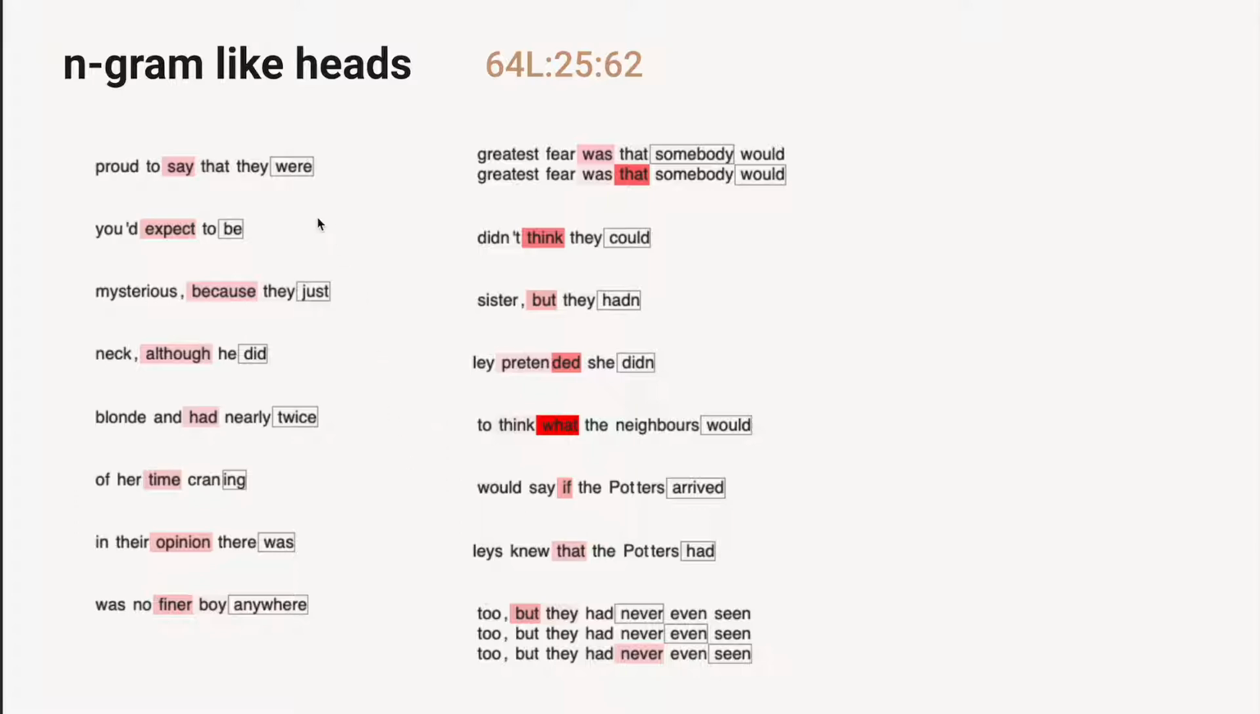So let's just read through these. There's this funny property that, especially when it's big, they almost feel like they rhyme. "Say they were," "expect to be," "because they just," "although he did," "had nearly twice," "time craning," and even just like "time xing." "Opinion was," "finer anywhere," "was somebody," "that would," "think could," past tense "didn't." "What would," "if arrived," "that had," "but never," "never seen."